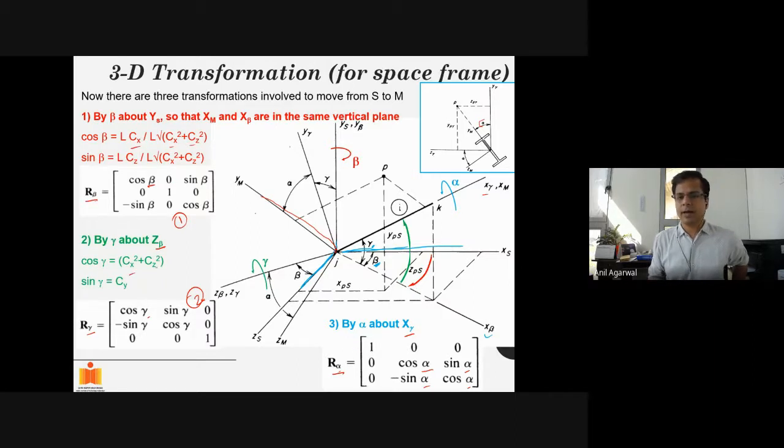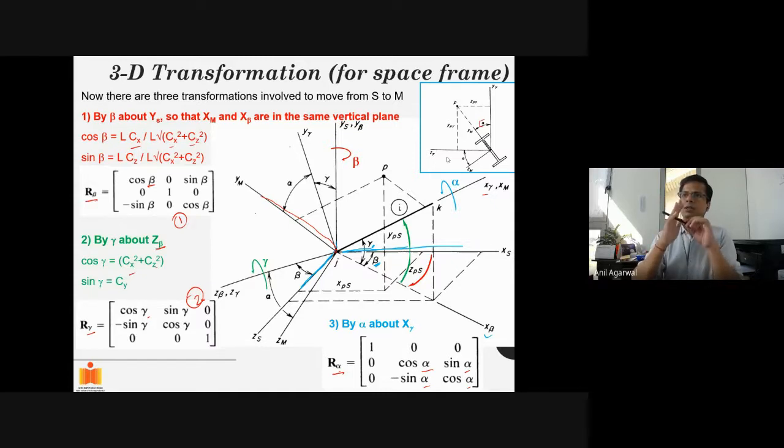But the value of alpha cannot be found from the coordinates of the member alone. If you have a member, this pen here is the longitudinal axis, and the cross section has a major axis in this direction and a minor axis in this direction. Now, if it is aligned this way, I cannot get that information from the coordinates. If I just know the end coordinates of the member, from that information I cannot get alpha. So this alpha information I have to get separately.